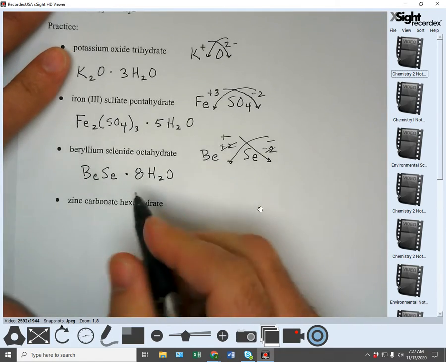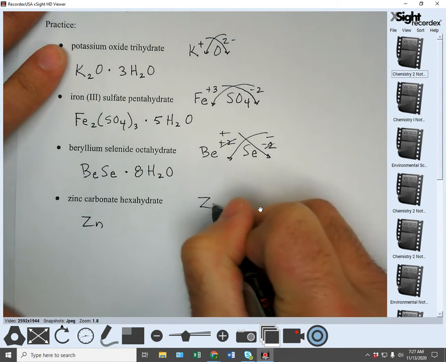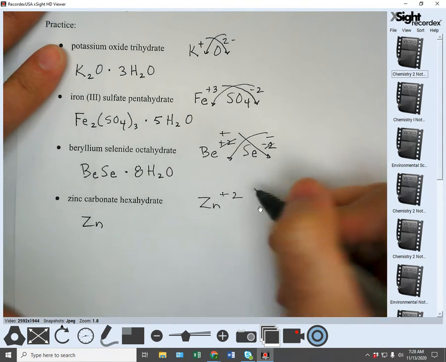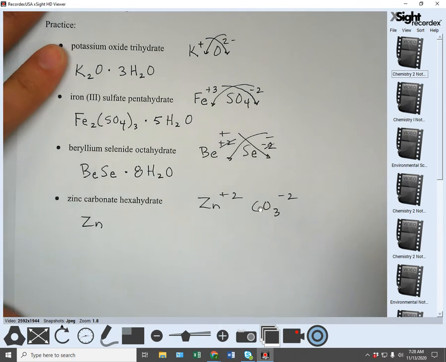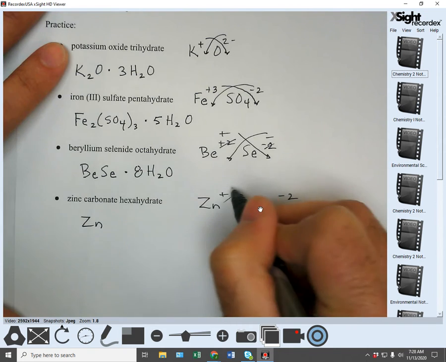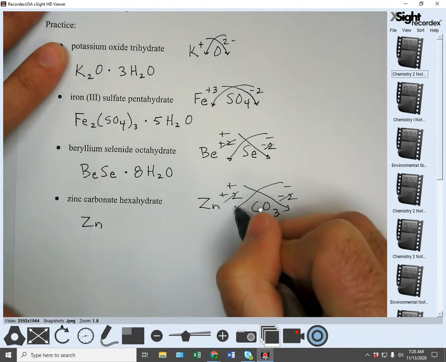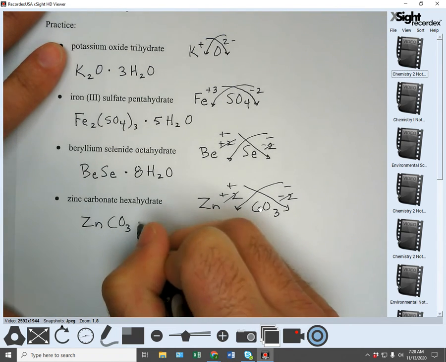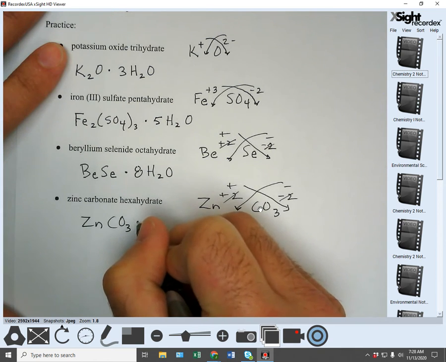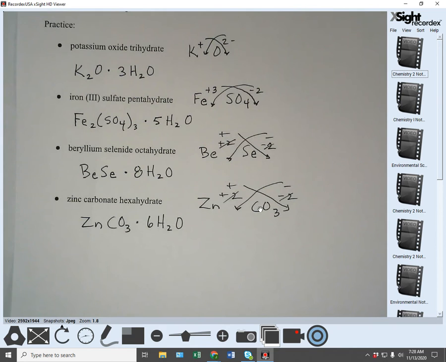Zinc carbonate hexahydrate. So zinc is Zn, Zn, plus 2. Carbonate is CO3 negative 2. These cancel or reduce. Cross down. We just get ZnCO3 dot hexa 6 hydrate H2O. There you go. So that's it for those.